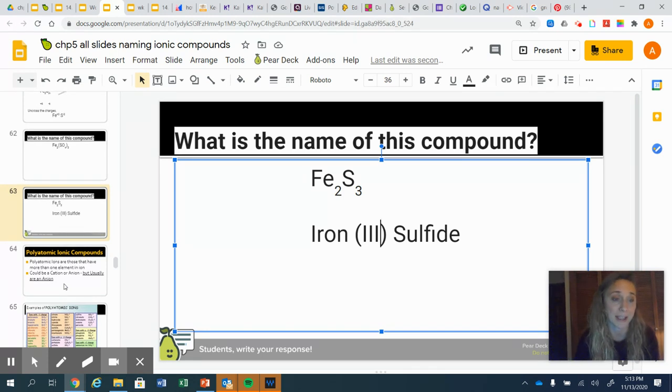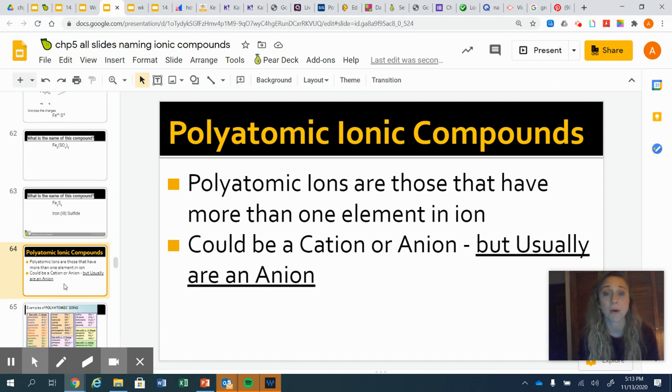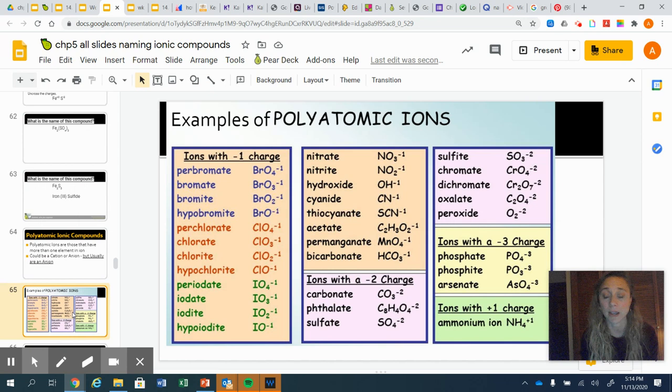What about compounds that have polyatomic ions? Polyatomic ions are ions that have more than one element in the ion, a group of atoms that sticks together. Those elements always stick together. It could be a cation or an anion, but it's almost always an anion. Here's a list. I don't make you memorize it in this class, but in others you might have to. Most of these are non-metals, as you've probably noticed.